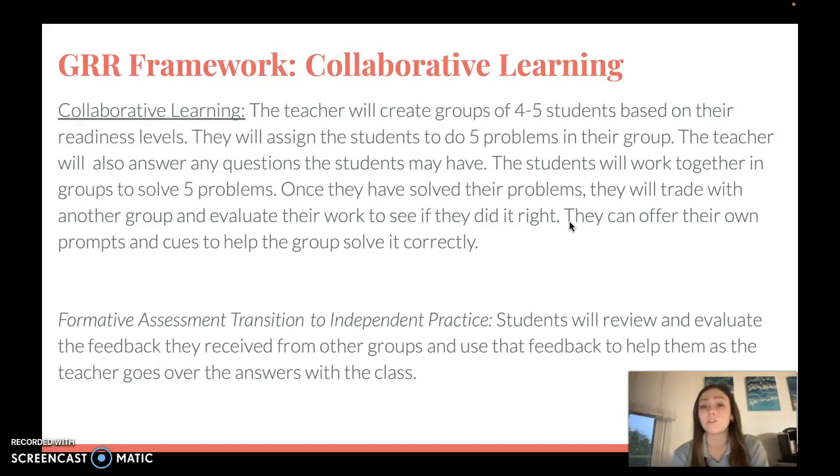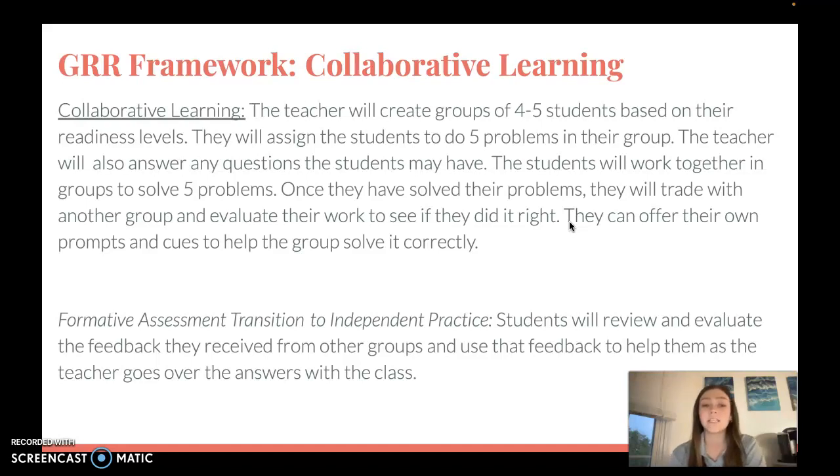So they will assign the students to do 5 problems in their respective groups based on those readiness levels. The teacher will be able to answer any questions the students have, but during this phase, it's mostly student-led, so the students will work together in their groups to solve these 5 problems. Once those problems are solved, each group will have the same problems. They'll trade with another group and evaluate their work to see if they did it right. These groups can offer their own prompts and cues to help that group solve it correctly instead of just solving it for them.